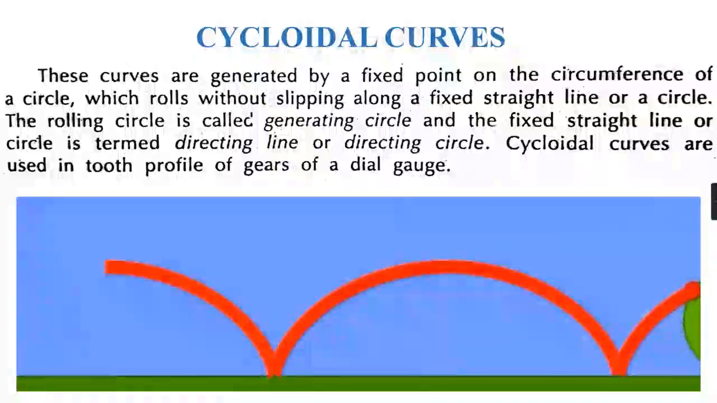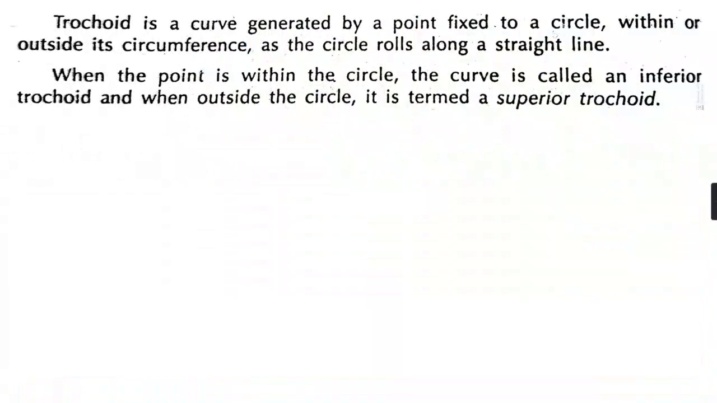So now, a trochoid is a curve generated by a point fixed on a circle, within or outside its circumference. In the previous diagram, we saw the point was on the circumference of the circle. Now the point may be inside or outside while the circle is moving, and then we get the trochoid. When the point is within the circle, the curve is called an inferior trochoid, and when it is outside the circle, the curve is called a superior trochoid.